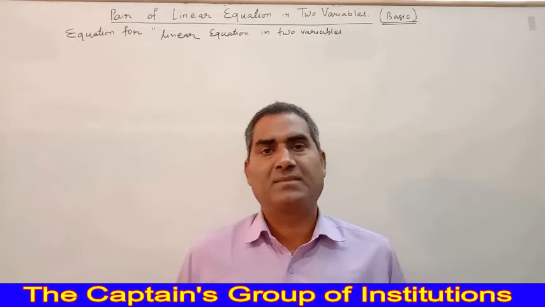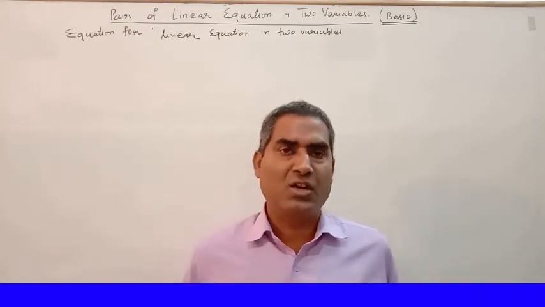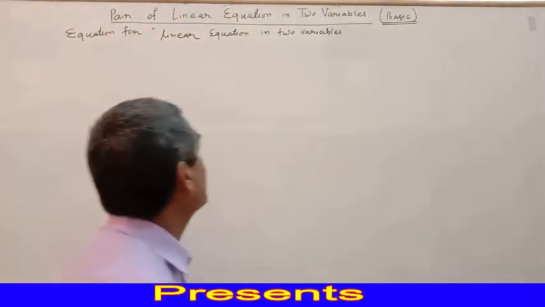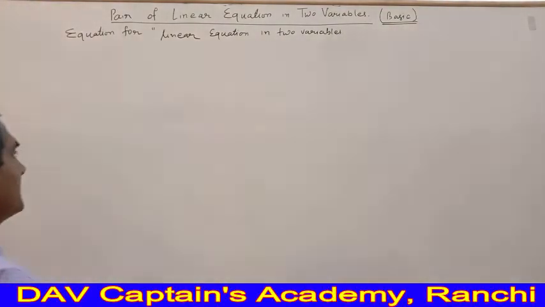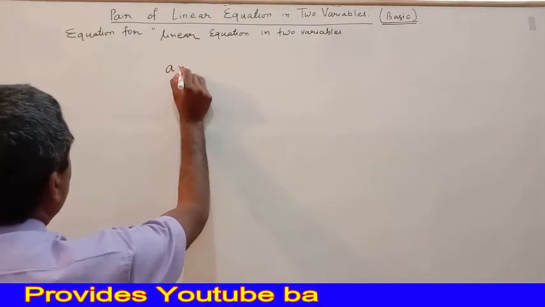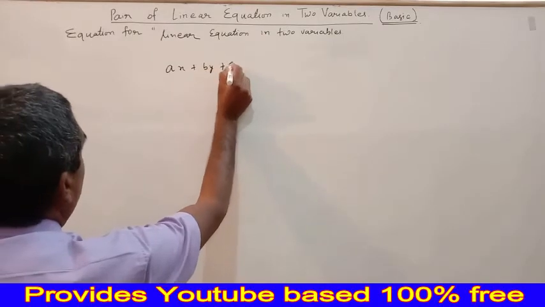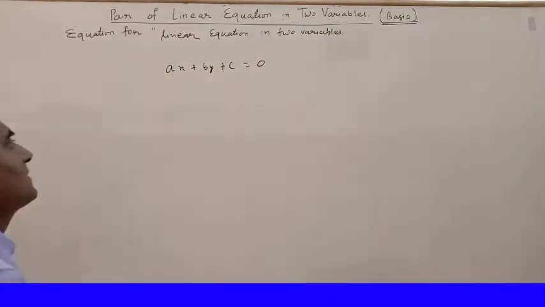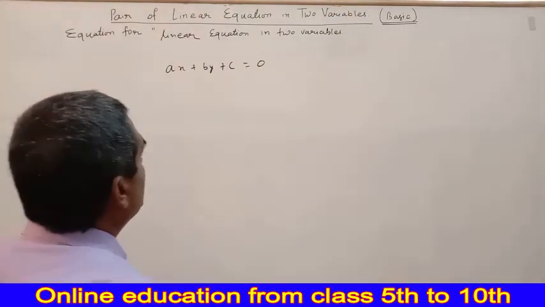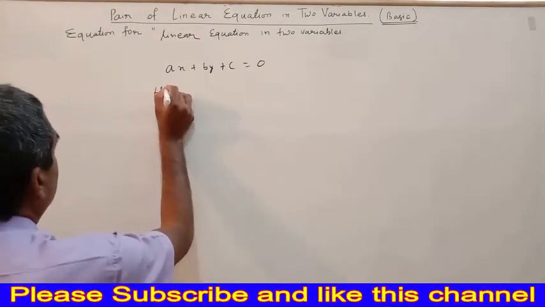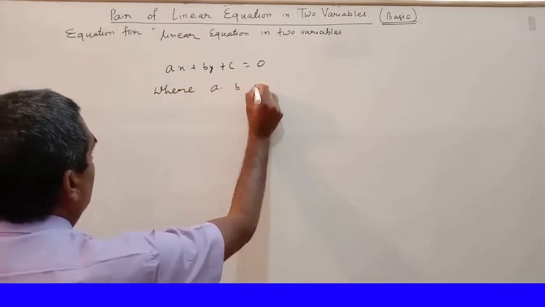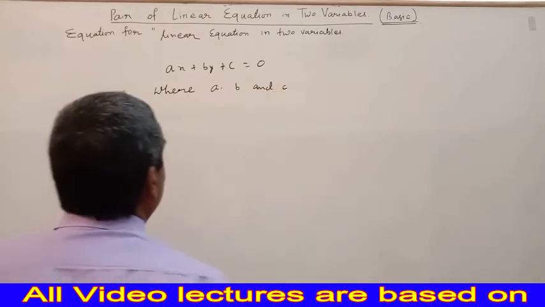Now let's see the equation for linear equation in two variables. So what will be the equation? Now let's first discuss. Suppose that ax plus by plus c is equal to 0, where a, b and c are real numbers.